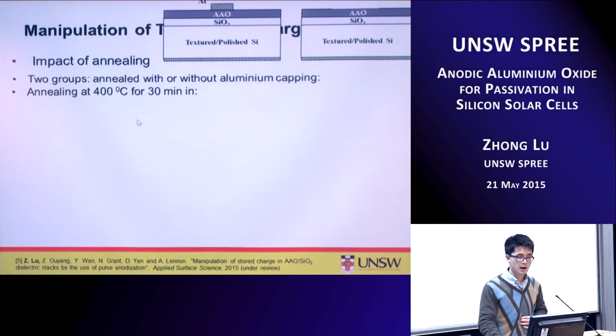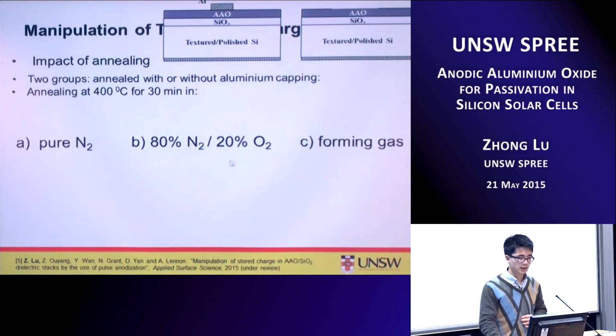The samples are annealed at 400 degrees for 30 minutes in three different types of gases. The first one is pure nitrogen, so you're only looking at the thermal effect. The second one is a mixture of nitrogen and oxygen, so you are looking at the impacts of oxygen. The third one is forming gas, so you are looking at hydrogenation.